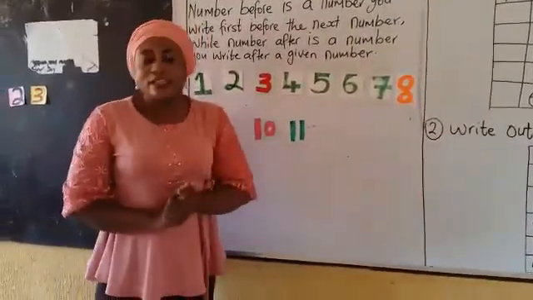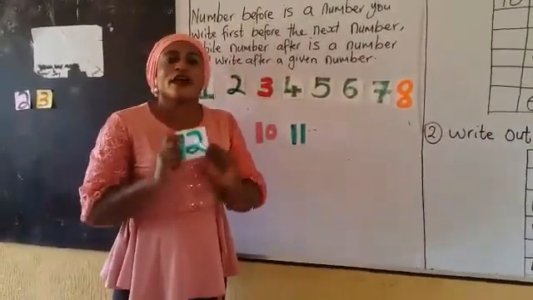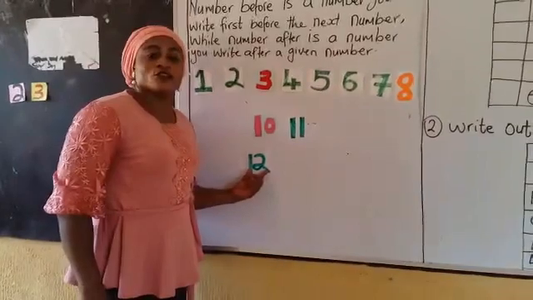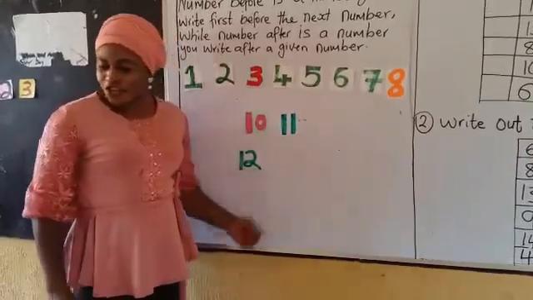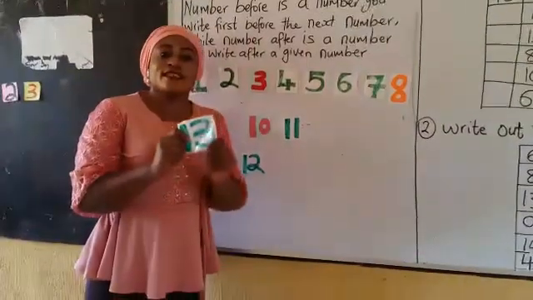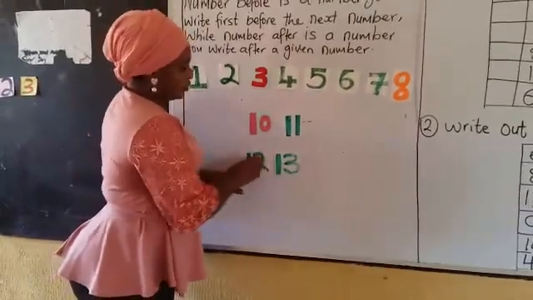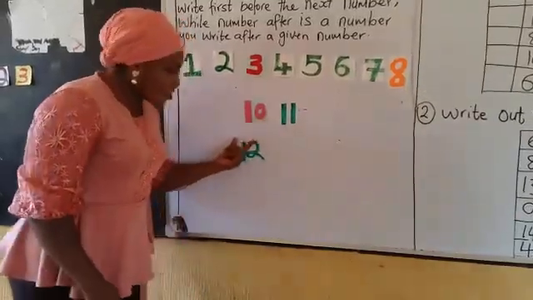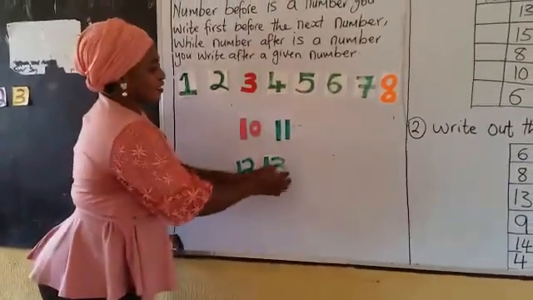Good. Now I'm giving you number 12. Give me the number after 12. The number after 12 is 13. Good. Now the number after 10 is 11, and the number after 12 is 13.